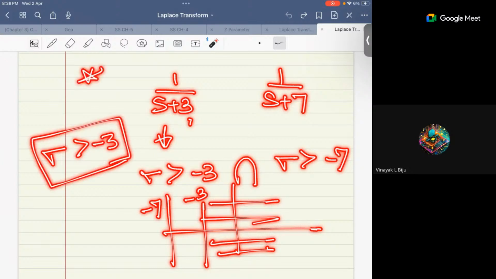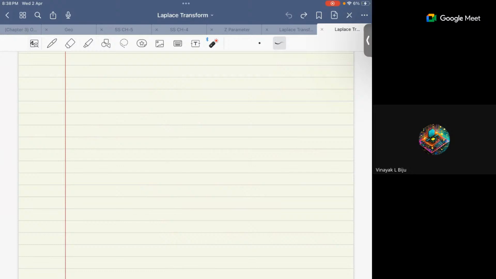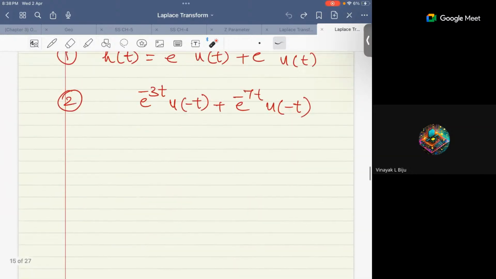Is this making sense to you guys? Everyone is able to understand this? Very simple, right?